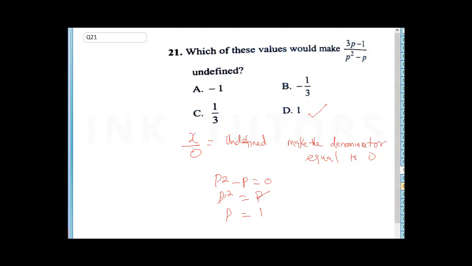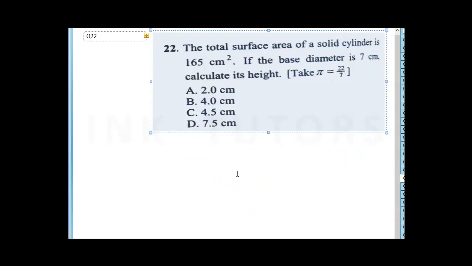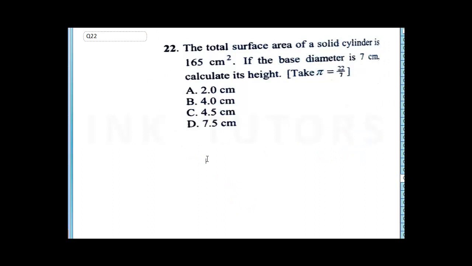Now that takes us to the next question, which says the total surface area of a cylinder is 165 cm squared. If the base diameter is 7 cm, calculate its height, and we're asked to take pi as 22 over 7. Now you need to first of all understand that this is a cylinder. You need to know the formulas of your cylinder.